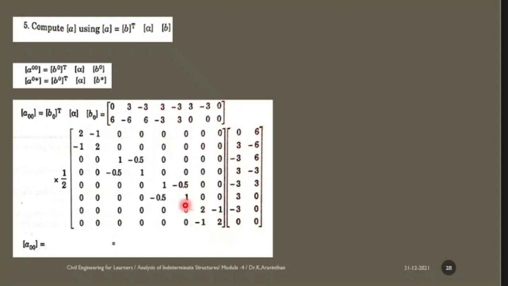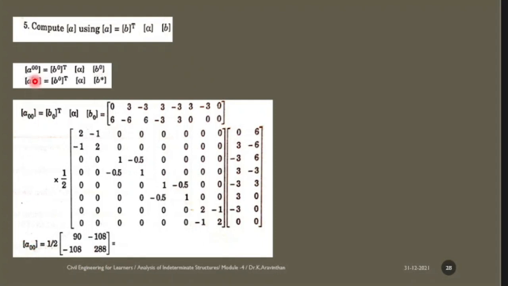Likewise, you multiply for this row, the second row, and this column. So you will be getting the answer of 90, 108, minus 108 and 288. After multiplying these two values, you will be getting one answer, and by that answer you have to multiply this component, and after multiplying you will be getting this answer, that is 90, minus 108, minus 108 and 288.